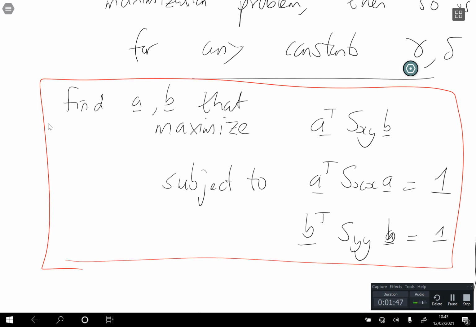Okay, so in this video, we're going to solve this optimization problem we defined in the previous video. We're going to find vectors A and B that maximize the covariance between A transpose X and B transpose Y. In other words, we're going to try and maximize this term A transpose S_XY B, subject to this constraint on the length of the vectors. So we've got the constraint that A transpose S_XX A equals 1 and B transpose S_YY B equals 1.